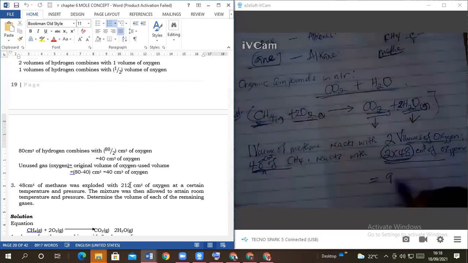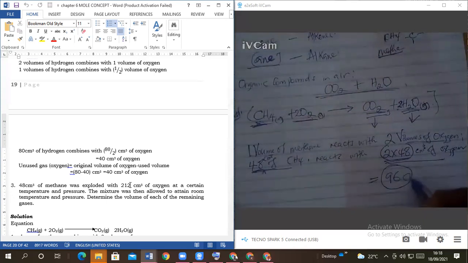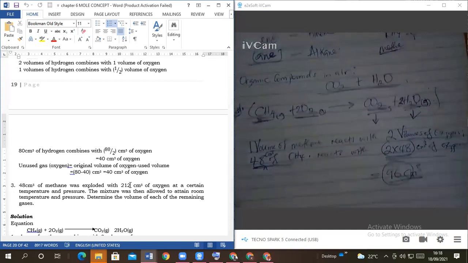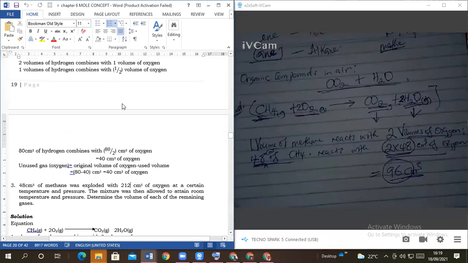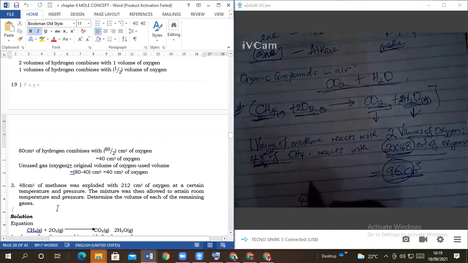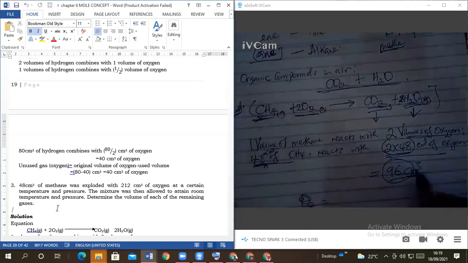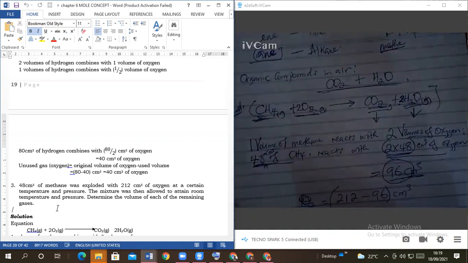Was all the oxygen used? No. So that is the volume they want. They are saying determine the volume of the remaining gases. So what was the volume of oxygen left? It becomes 212 minus 96 cubic centimeters. So the difference is 116 cubic centimeters of oxygen unused.